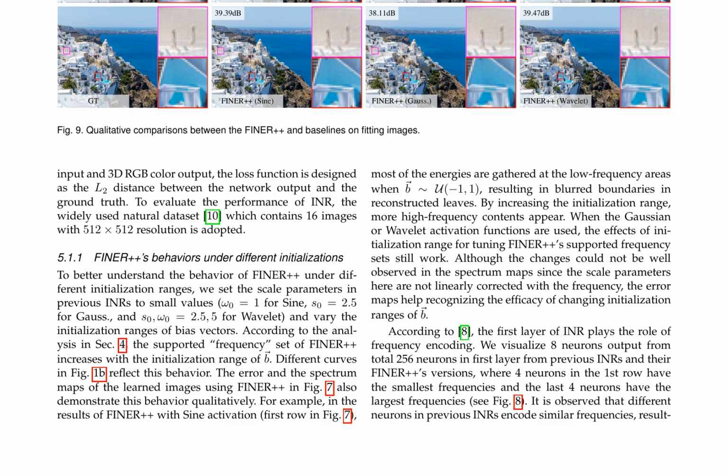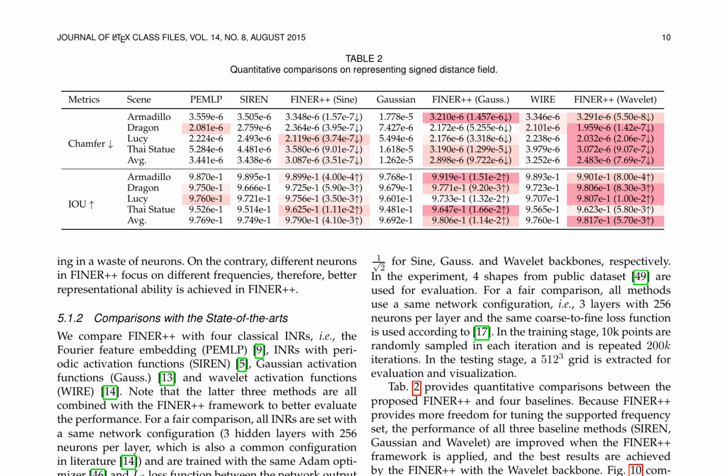The authors demonstrate the effectiveness of FINER++ through quantitative and qualitative comparisons with state-of-the-art methods on image fitting and 3D shape representation tasks. In image fitting, FINER++ outperforms other methods in terms of PSNR, SSIM, and LPIPS metrics, and provides better visual results with clearer boundaries and fewer artifacts. For 3D shape representation, FINER++ also achieves the best performance in terms of chamfer distance and IOU metrics, and generates more detailed and accurate signed distance fields.